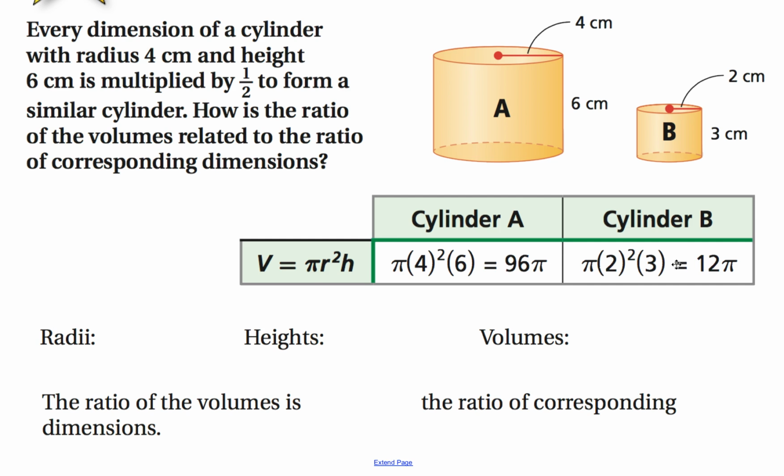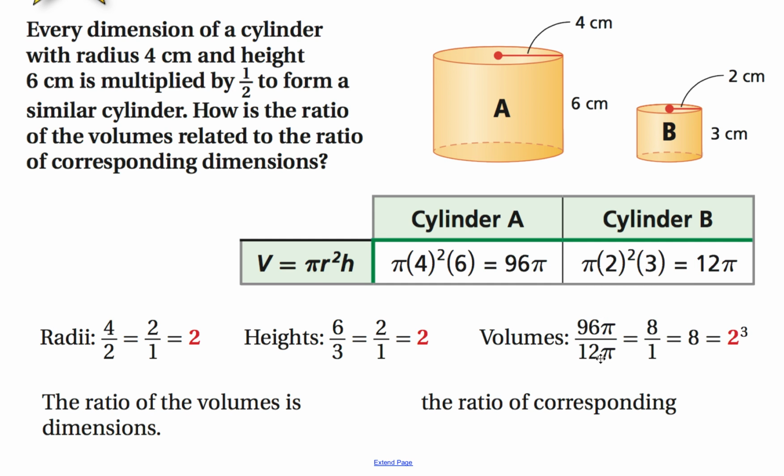Now we have the volume of both cylinders. We want to compare the ratio of the radius, or the radii. This is the plural of radius. So we're going to compare 4 to 2, which is the same as 2 to 1. The height is 6 to 3, which is still 2 to 1. So the height and the radius have the same ratio. How about the volume? That'll be 96 pi to 12 pi, and the pi's will cancel. So now we have a ratio of 8 to 1. Well, it's not the same, is it? But it is the cube of whatever the ratio of the sides was. So the ratio of the volumes is the cube of the ratio of the corresponding sides or dimensions.